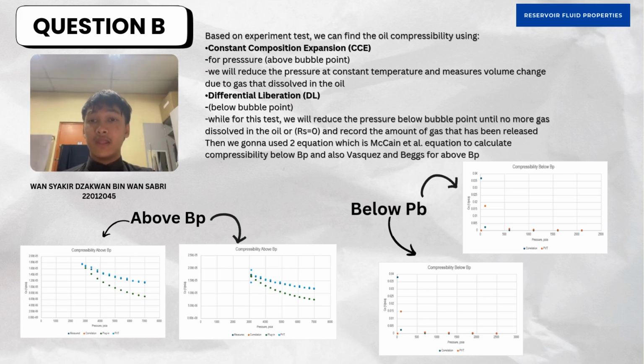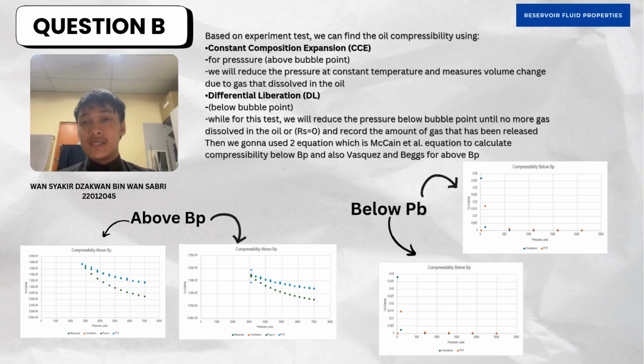And for the PVT lab, we are using three different tests, which are the constant composition expansion, CCE, differential liberation, DL, and also the separator test. But for the compressibility, we only use two tests, which are CCE and DL.